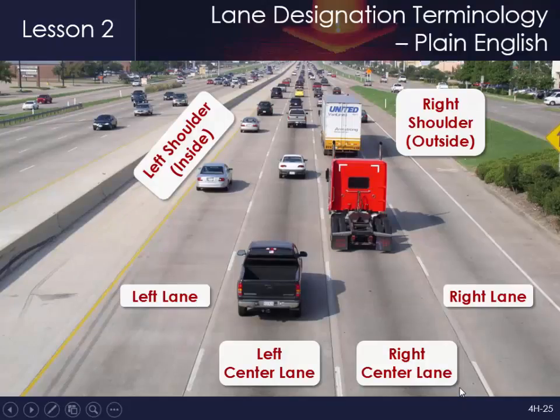Now, for lane designation terminology, which we have adopted from the incident command structure, we must always use plain English designated lanes as such. You have your left shoulder or your inside shoulder. You have the left lane, the left center lane, the right center lane, the right lane, and then the right shoulder or the outside shoulder.